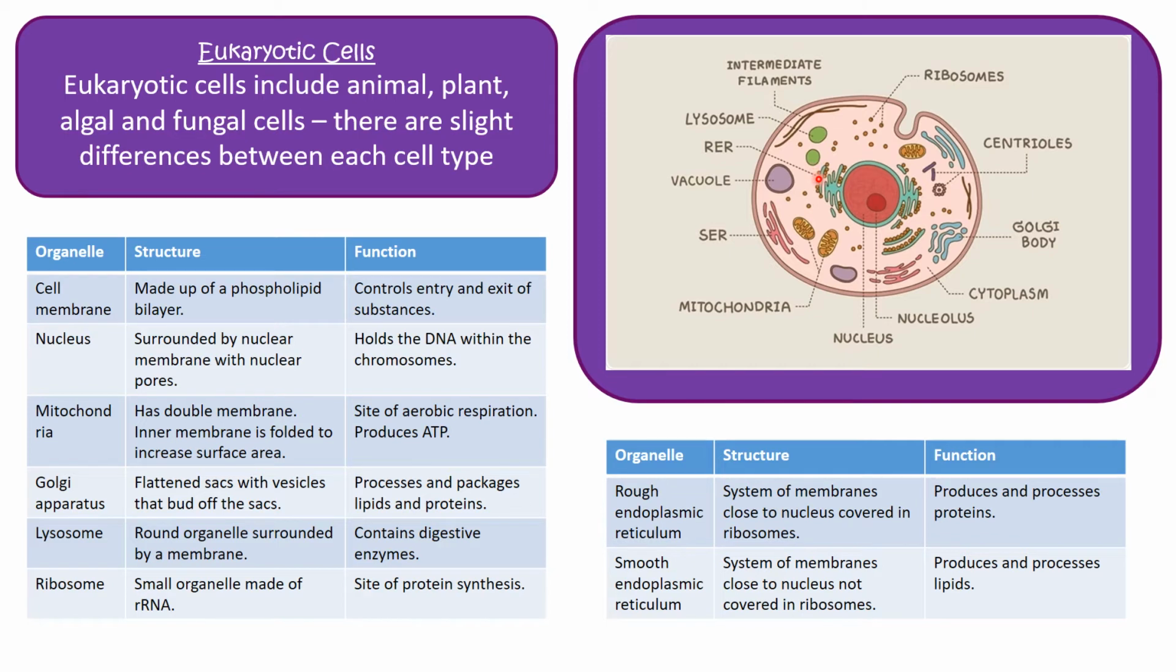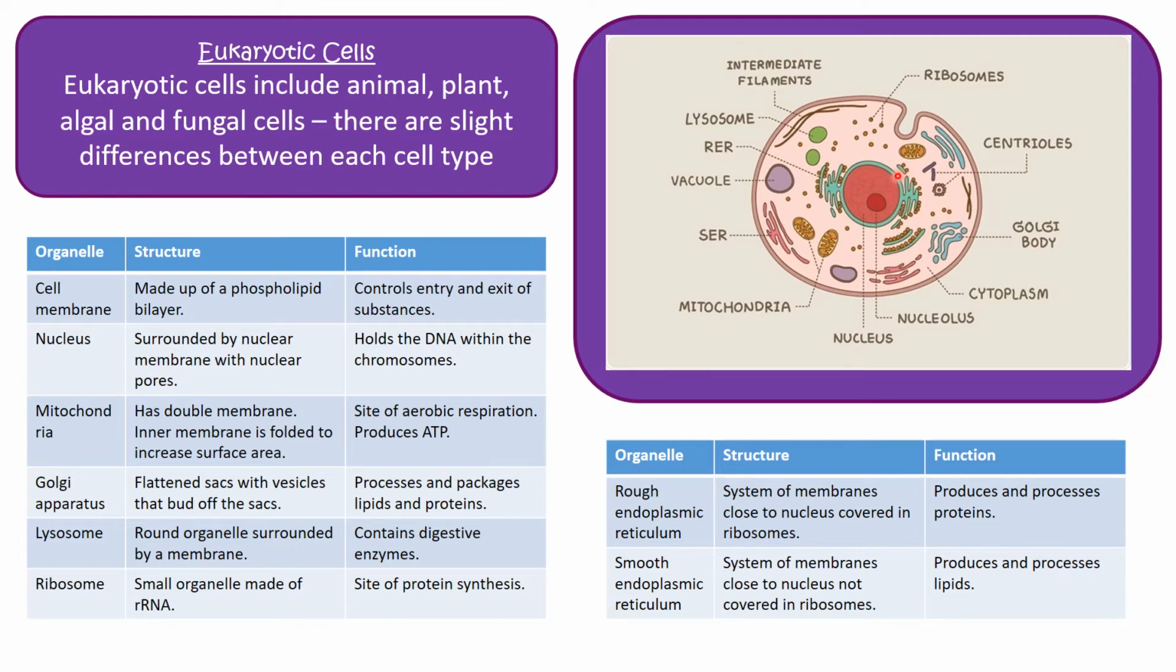The job of that is to produce and process proteins. So the ribosomes are obviously involved in producing the proteins, and then within the endoplasmic reticulum, they are processed. Now, the rough endoplasmic reticulum is always found close to the nucleus. You can see that these are actually even attached to the nucleus. This one not so much, but this one is.